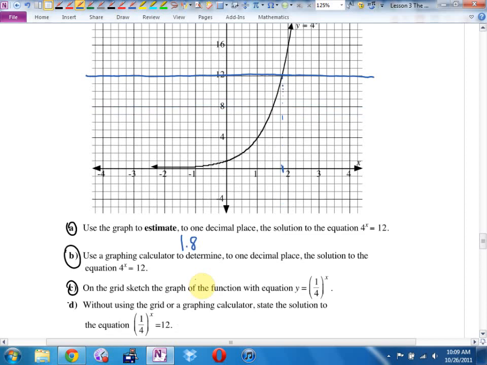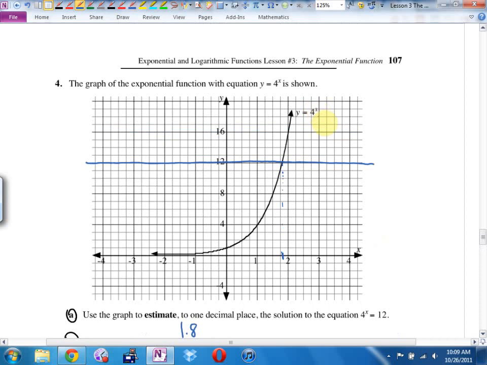C says, sketch this. Actually, Emily, I don't see 1/4 to the x. I see graph y equals 4 to the negative x, because 1/4 is 4 to the negative 1. That equation is the same as that equation, but I like this because it's this equation reflected horizontally. Instead of going through 2, 16, it'll go through negative 2, 16, and instead of going through 1, 4, it'll go through negative 1, 4, and it'll still go through 0, 1. It'll look an awful lot like that.